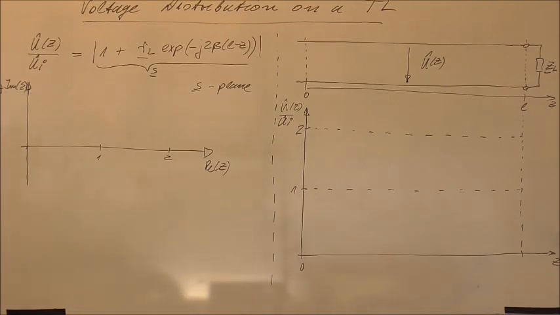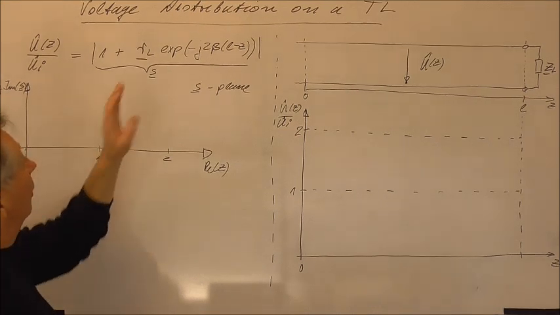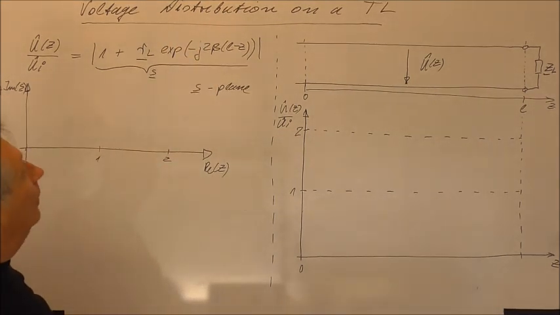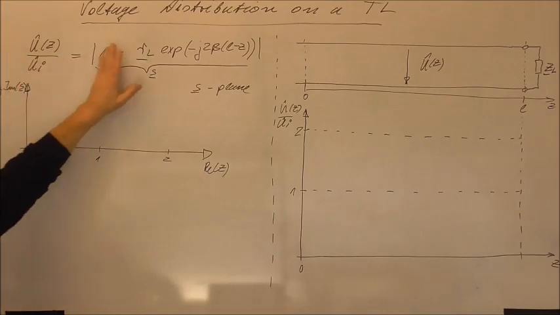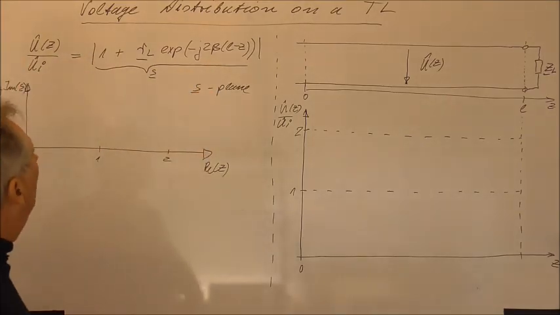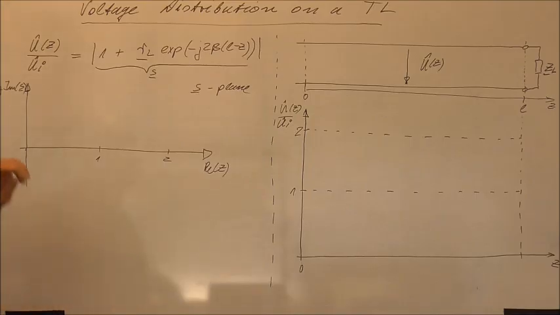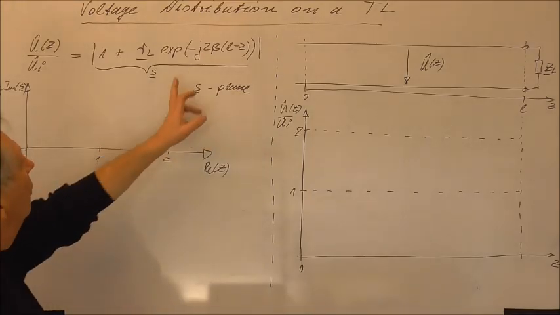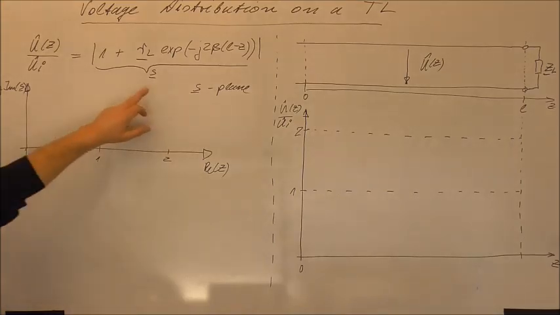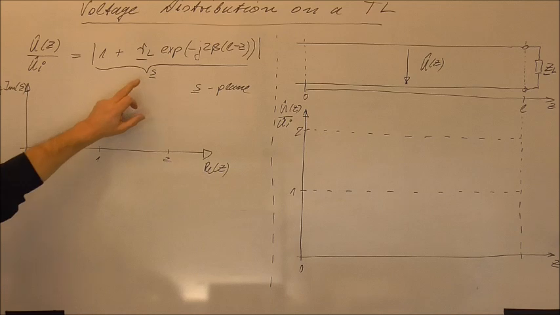So now I want to discuss again the voltage distribution on a transmission line, for the ratio of the amplitude at a certain point z over the amplitude of the incident voltage. We got this expression, and to understand it I sketched here a so-called S-plane, and we see that the expression consists of two terms.